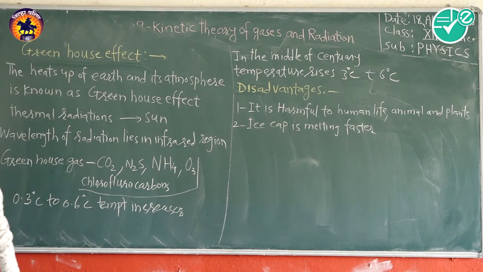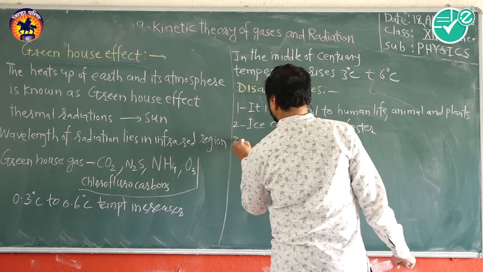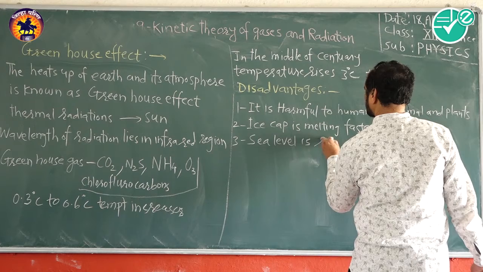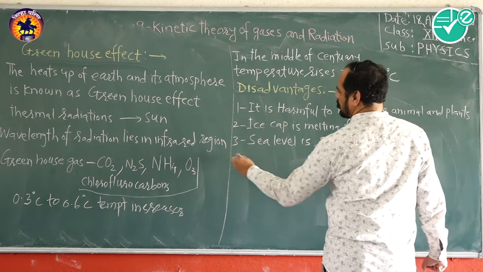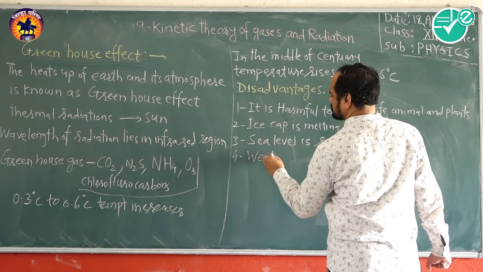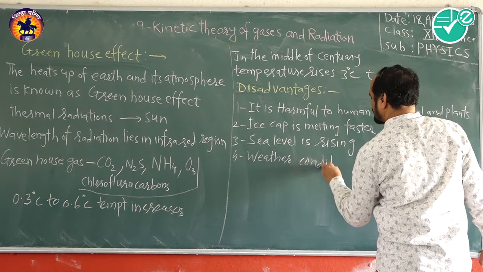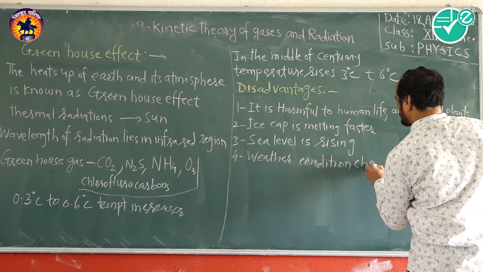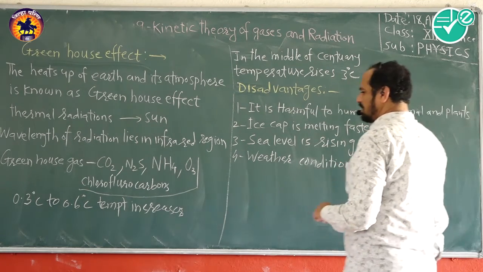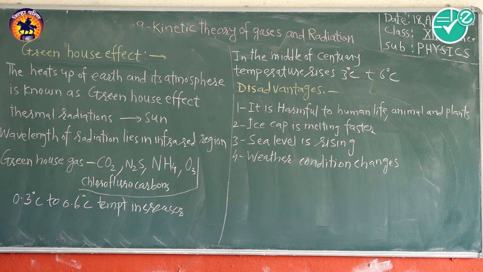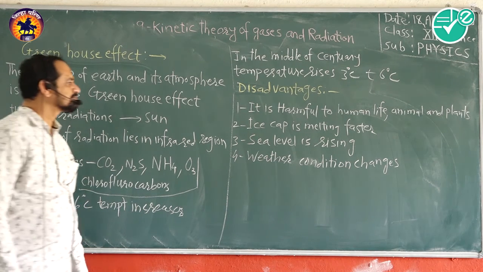Third, sea level is rising. And fourth, weather conditions change. So you see, in March also there will be rain during some 4-5 years.